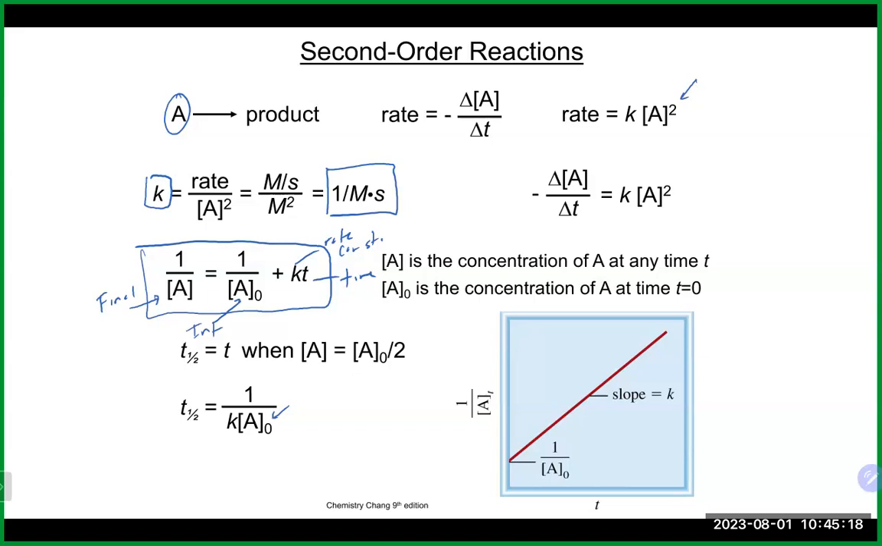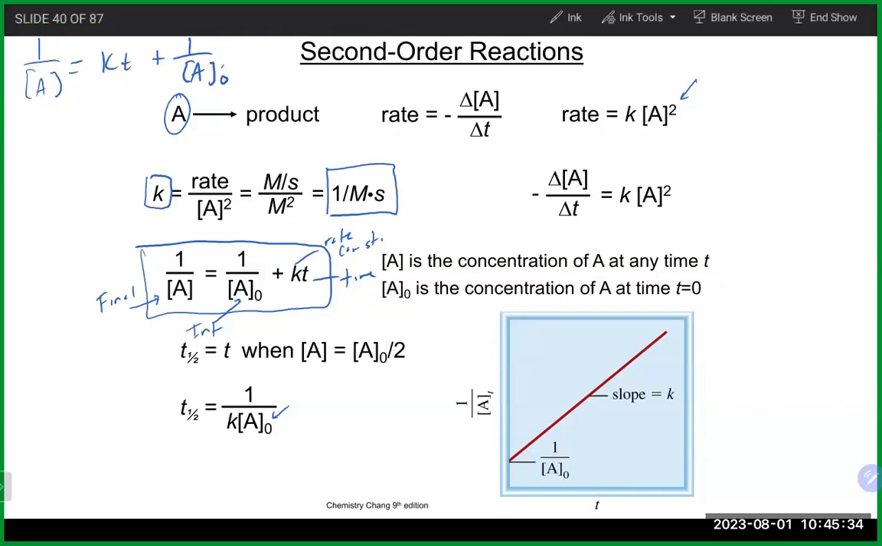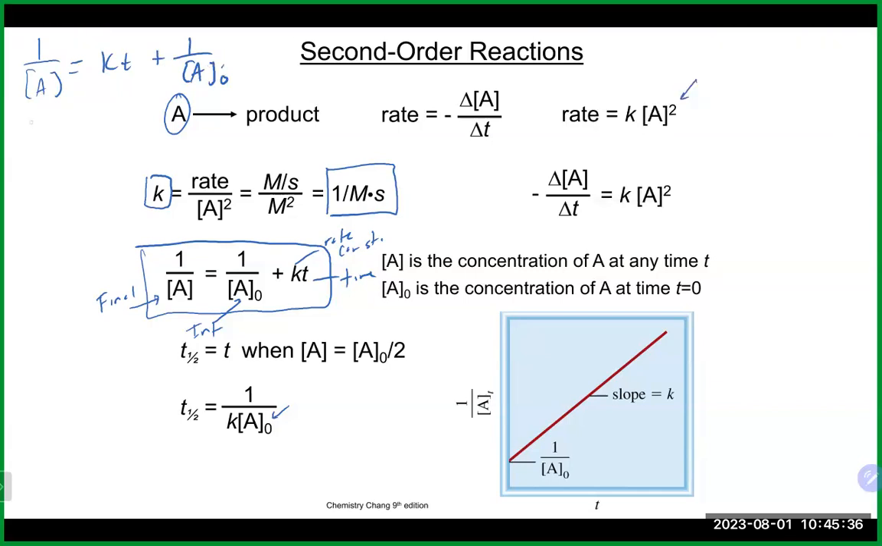As I mentioned before, kinetics is all about linear relationships. So you can rearrange this equation to 1 over A equals kt plus 1 over A naught. And that will give you your equation for a straight line, y equals mx plus b. Again, on the y, we would graph 1 over A, which is what we see here.